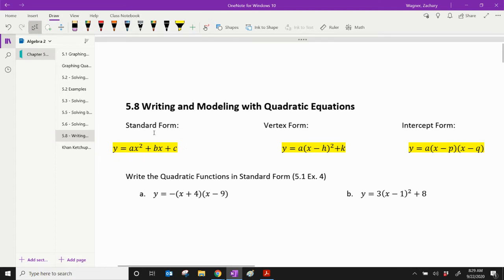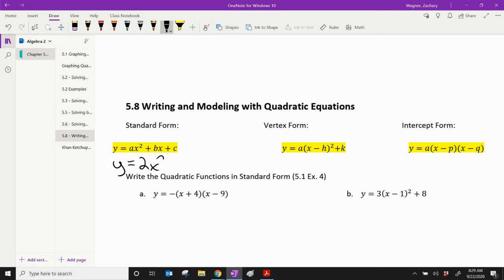As you may remember, standard form is y equals ax squared plus bx plus c. This could be something written as, for example, 2x squared minus 3x plus 10. We call that standard form, where your biggest degree term, x squared, is in the front, and it goes down to your linear term and then your constant term.